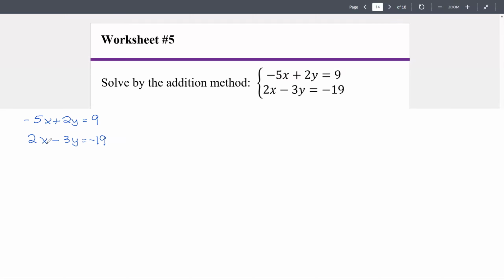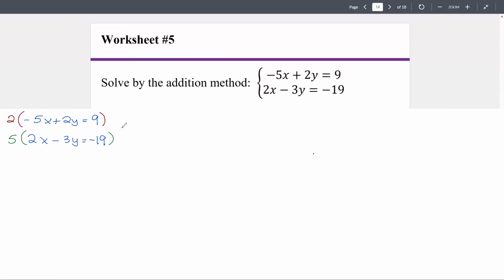Just going back to see what I did. Okay. So what I can do is I can multiply this by 2. And I can multiply this one down here by 5. Because if I do that, this is going to be a negative 10x, and this is going to be a positive 10x. So like I said, it doesn't always have to be x. It's just the one we're tackling right now.